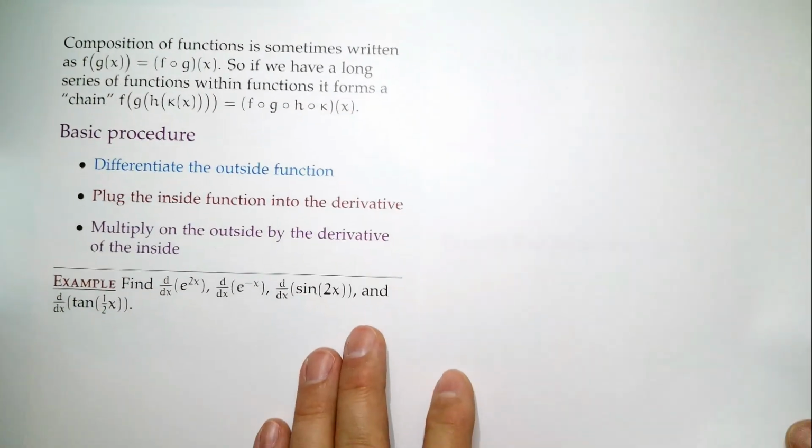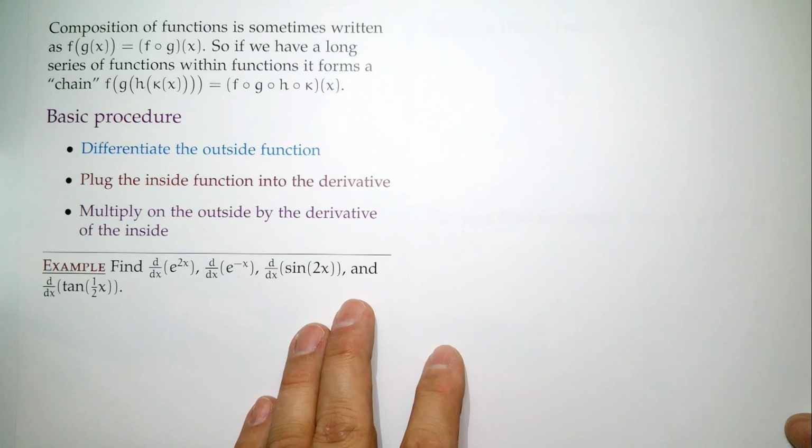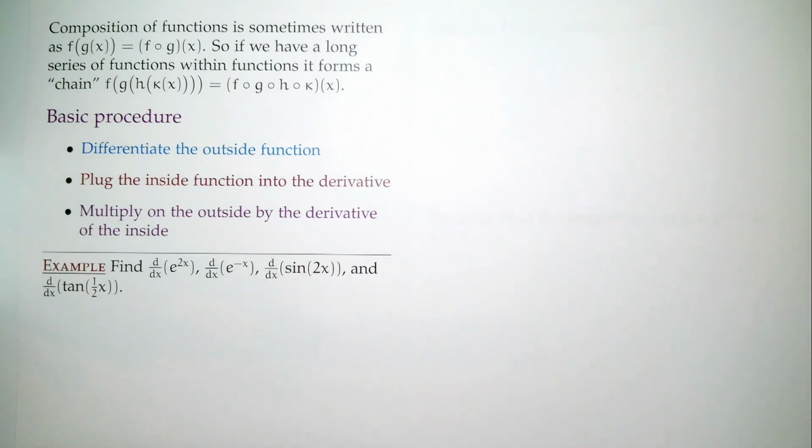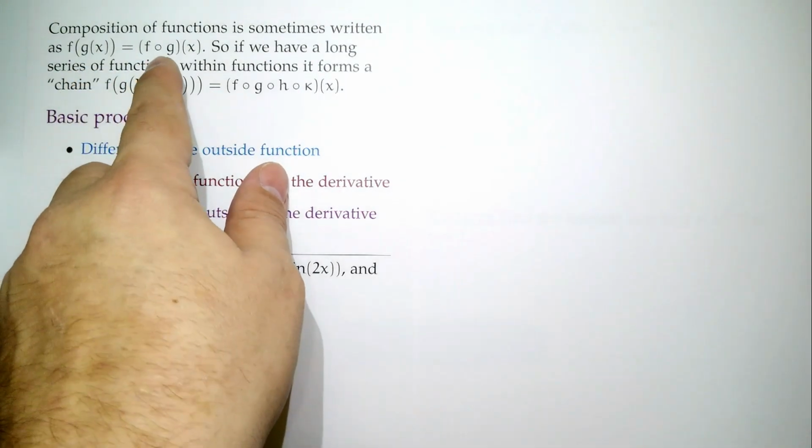Well, a little bit of notational note. Now, why might we call this the chain rule? Because it doesn't look like a chain. But the chain rule is about composition, so functions inside of functions. And there's another way that composition can be written, which is that f of g is f circle g.